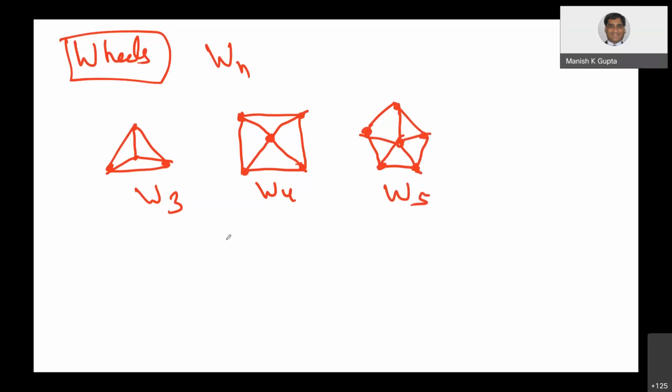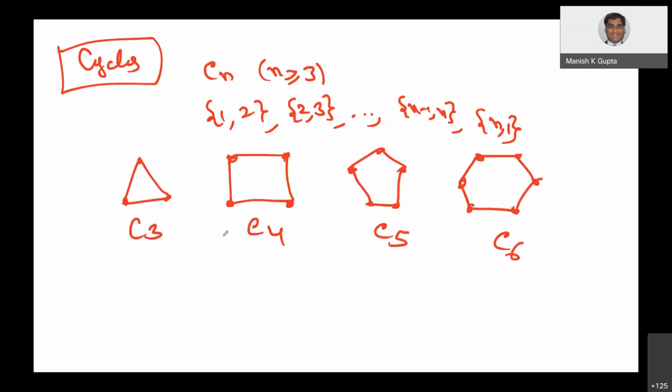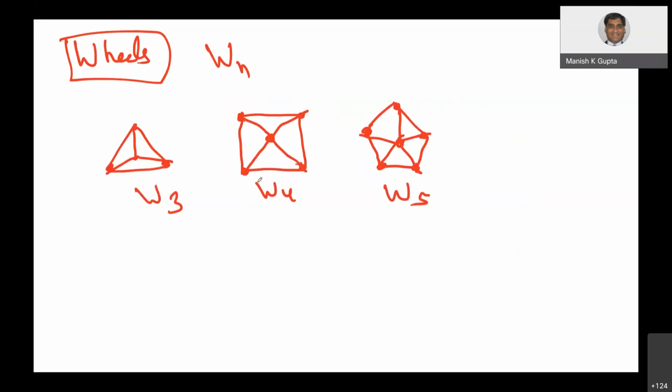So basically, wheels can be made from cycles. This is a cycle C3, right? What we do is add an additional vertex to the cycle, and then connect the new vertex to each of the n vertices in the Cn by a new edge, right? So from cycles, we can make wheels. I create a new vertex here and then add everything. So like this, W3, W4, W5. From cycles, we can create this.